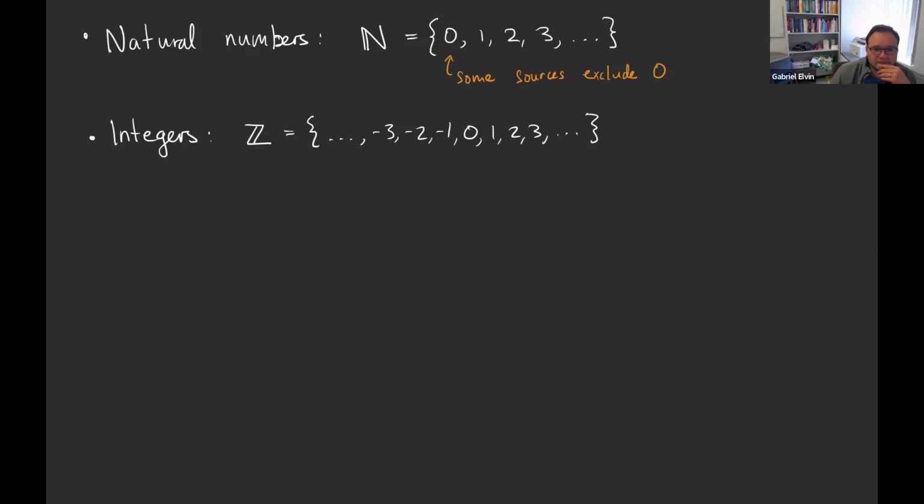Let me make that explicit. From 1 to infinity, those are the positive integers. From -1 to negative infinity, those are the negative integers. So 0 is neither positive nor negative.